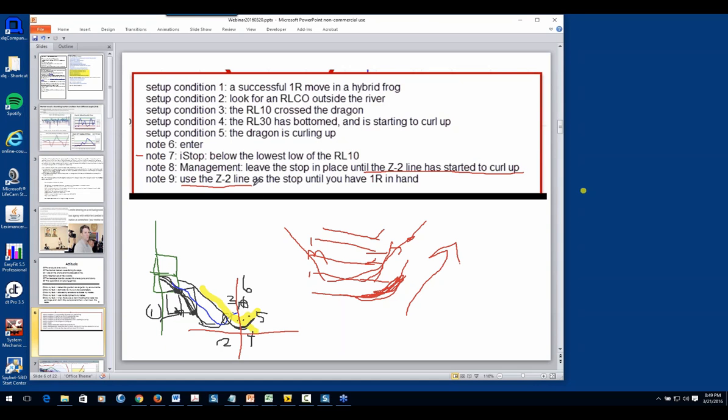Then we use the Z2 line as the stop until we have 1R in hand. And after we've had, there's 1R. Once we get that 1R in hand, then now you can suffer like I do and try to come up with a satisfying closer stop that allows you to preserve profit.